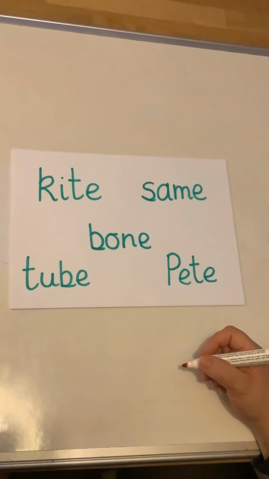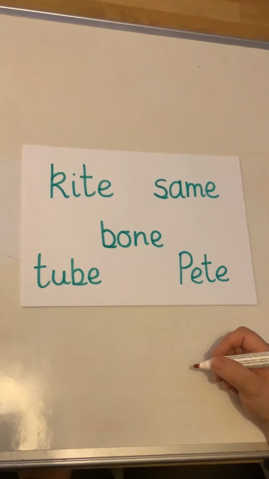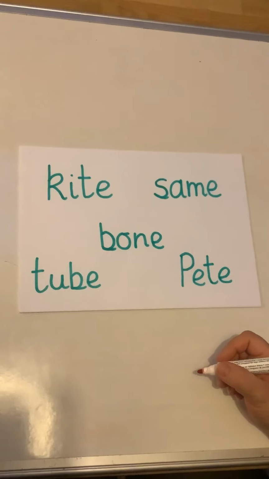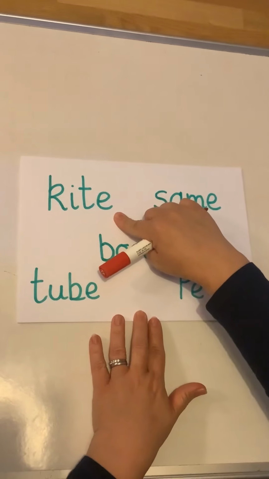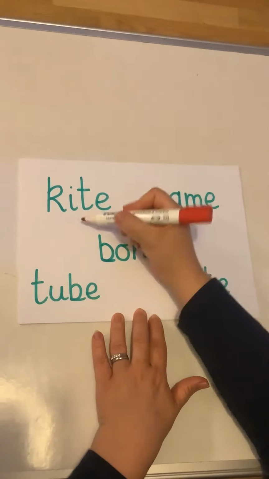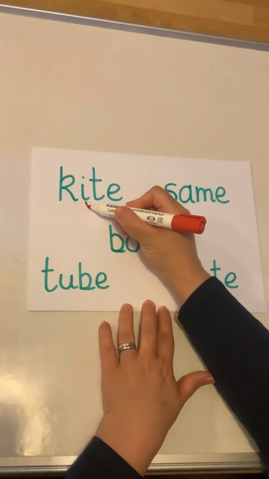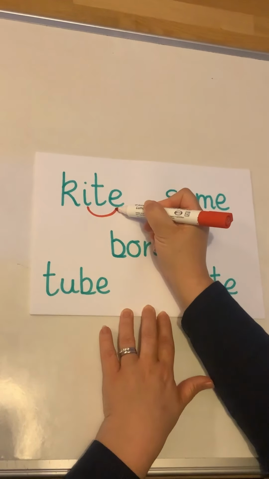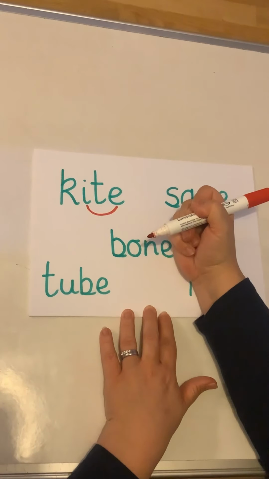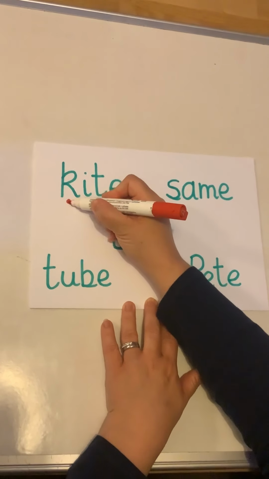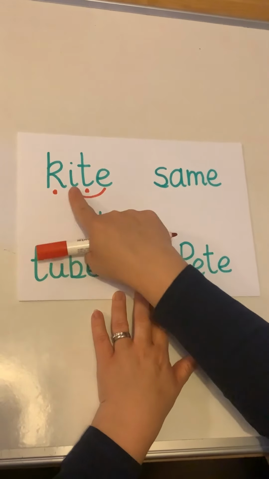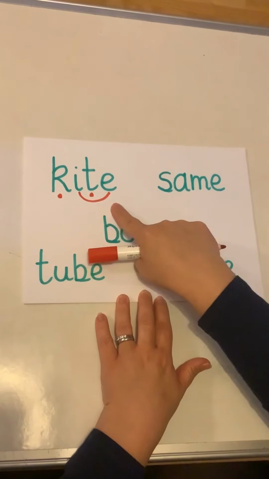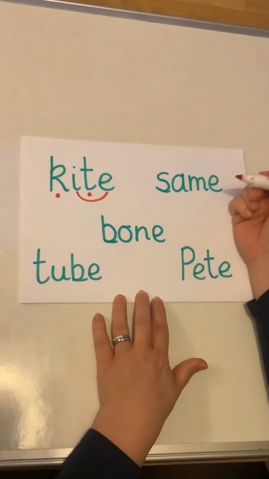Remember to look for split digraphs as well, and we show these by drawing what we call a bendy sausage. So for example, in this first word, we can see that we've got split digraph i in the word. So we draw that on first, and then we add our beans. So we read that word, k, i, t, kite.